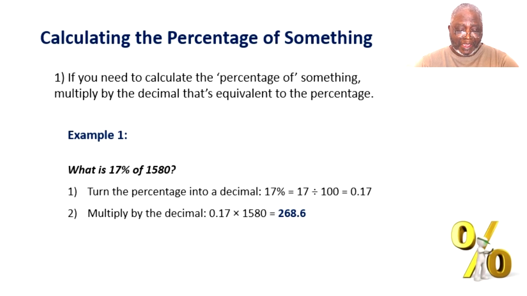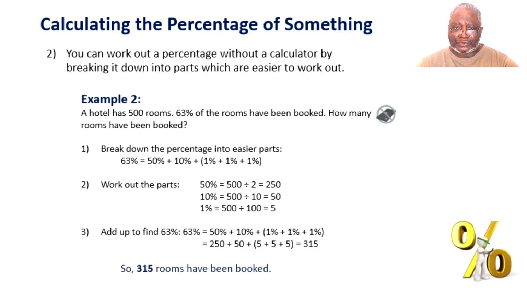Then multiply by the decimal. 0.17 times 1,580 is equal to 268.6. You begin to see how all of these different topics we've been doing are related, and we begin to use them to solve problems. You can work out a percentage without a calculator by breaking it down into parts which are easier to work with.